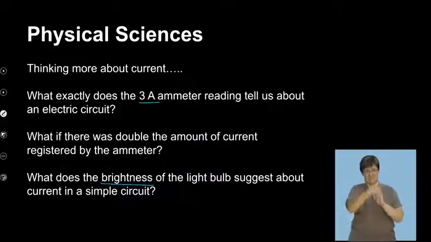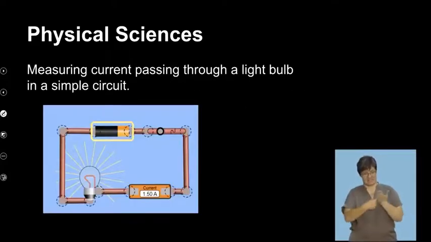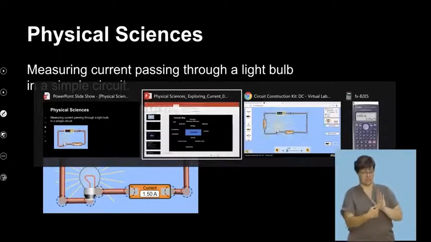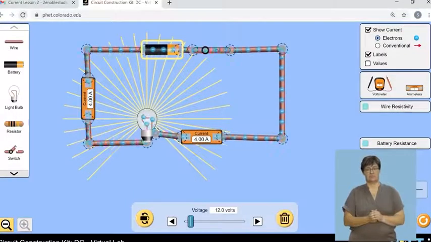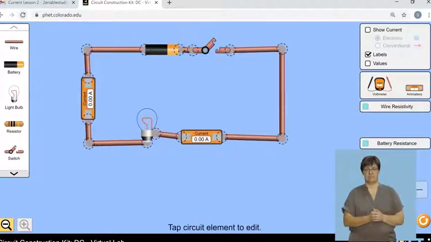So these are some of the thinking points that you have to consider, just to guide us for the purpose of our discussion. Now we want to measure the current passing through a simple circuit where we connect a light bulb, okay? Now, if we go back to our simulation, we will get something of this sort, okay? Now, I'll break that circuit just for us to actually measure the current, okay?